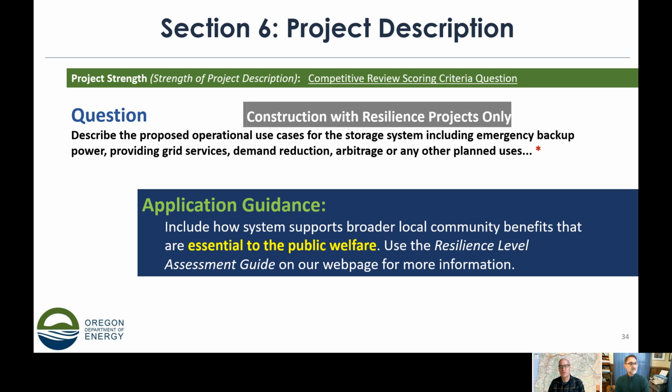Well, I think we've mentioned in previous videos that our definitions are very specific to this project. So make sure that you understand that, and we repeat it in the language here on essential to the public welfare. That is a key part of our resilience definition for CREP, that it has to provide grid outage services that provide essential services to the public welfare in an outage. And again, this falls under strength of project description and part of that overall scoring for the strength of your application.